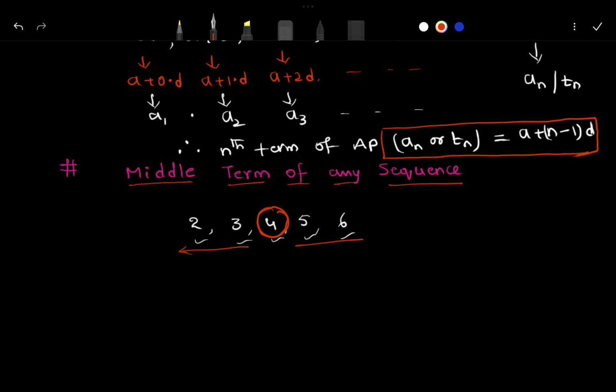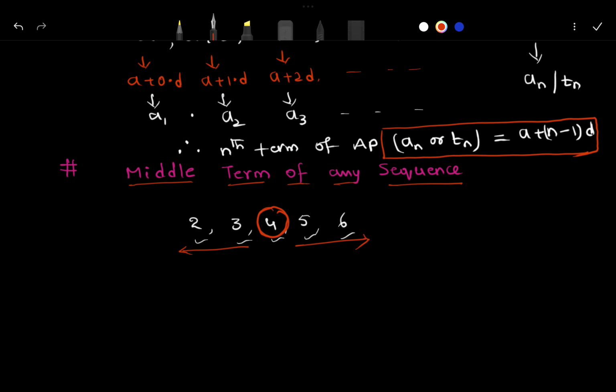Here the middle term is equidistant from the remaining terms on the left and right side. From the left side it is the third term, and from the right side it is also the third term. So the middle term is the third term. If n, the number of terms, is odd, what is the formula?